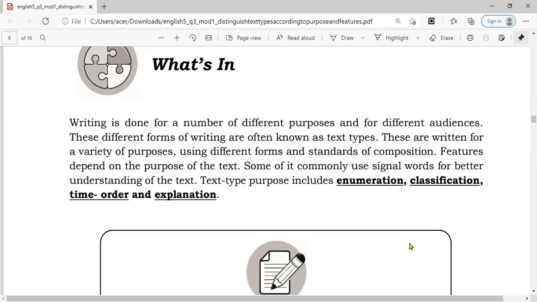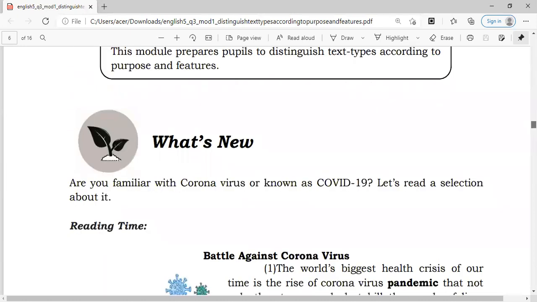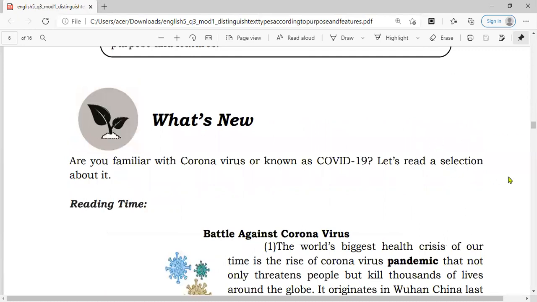We have here text types purpose. We include enumeration, classification, time order, and explanation. We will go over these text types one by one. Let's try to know these text types with the help of our selection.